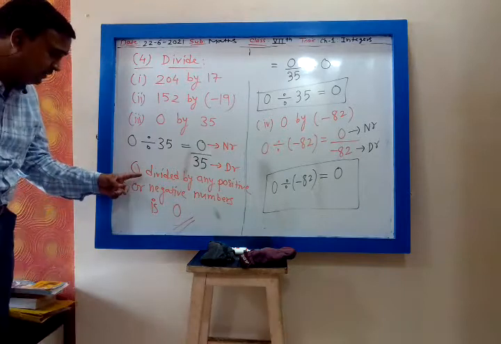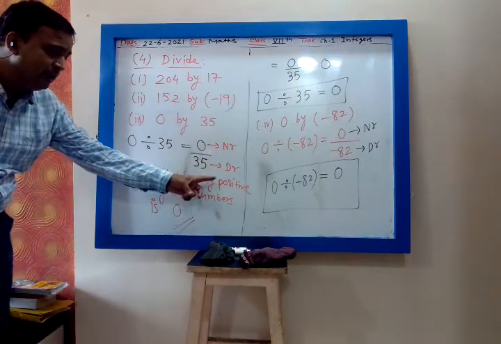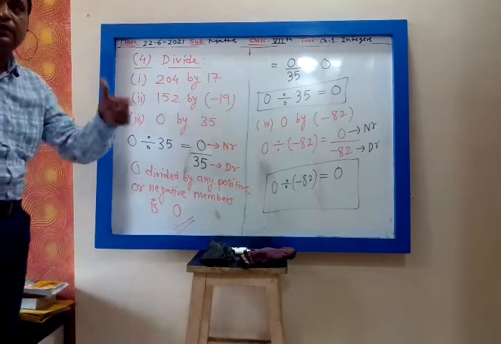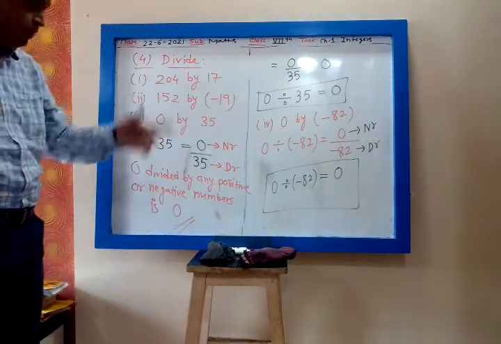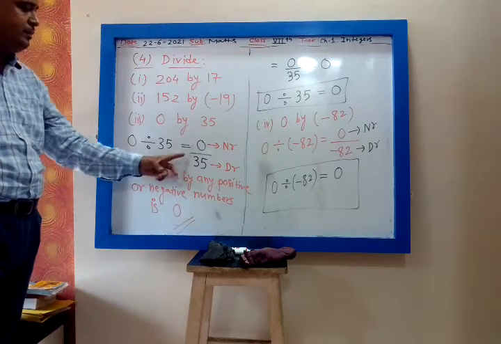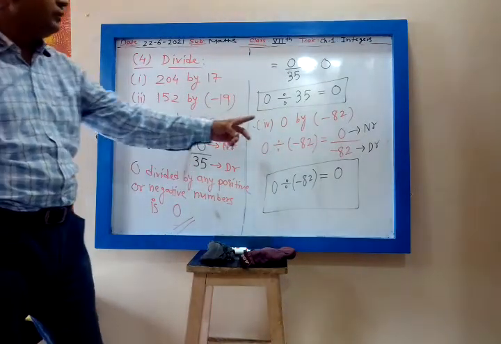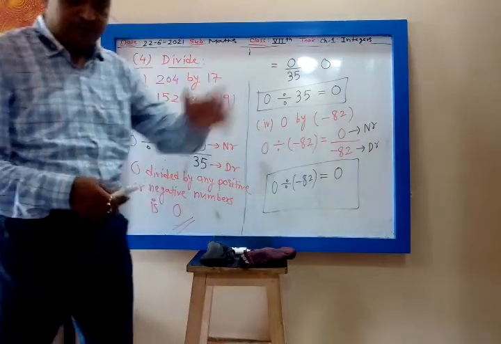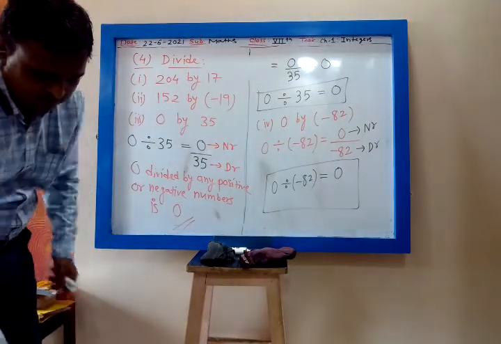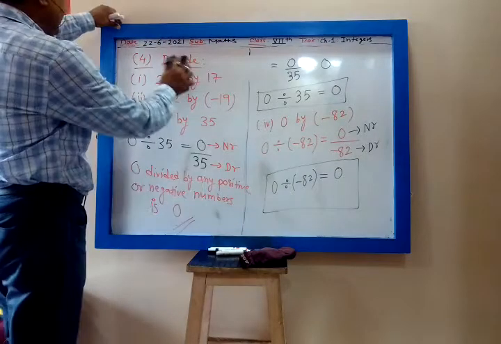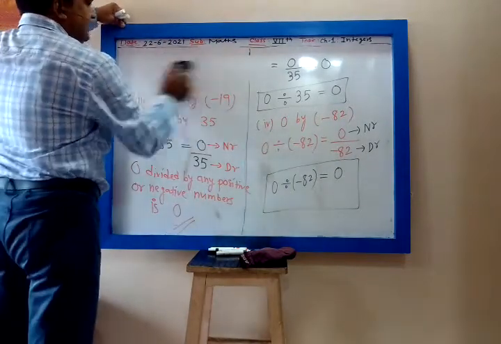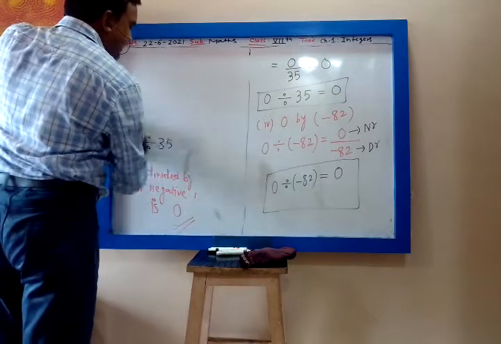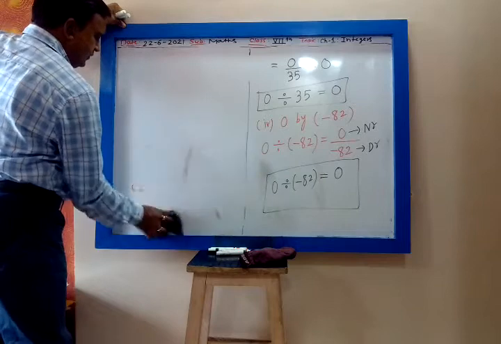Numerator is 0. Denominator, see what I have written: 0 divided by any positive or any negative. I have not mentioned 0. 0 is neither positive nor negative, my dear. So whether 0 is divided by the positive number 35 or by the negative number minus 82, in both cases it is 0. Clear? So 0 divided by a positive number or a negative number will be 0.